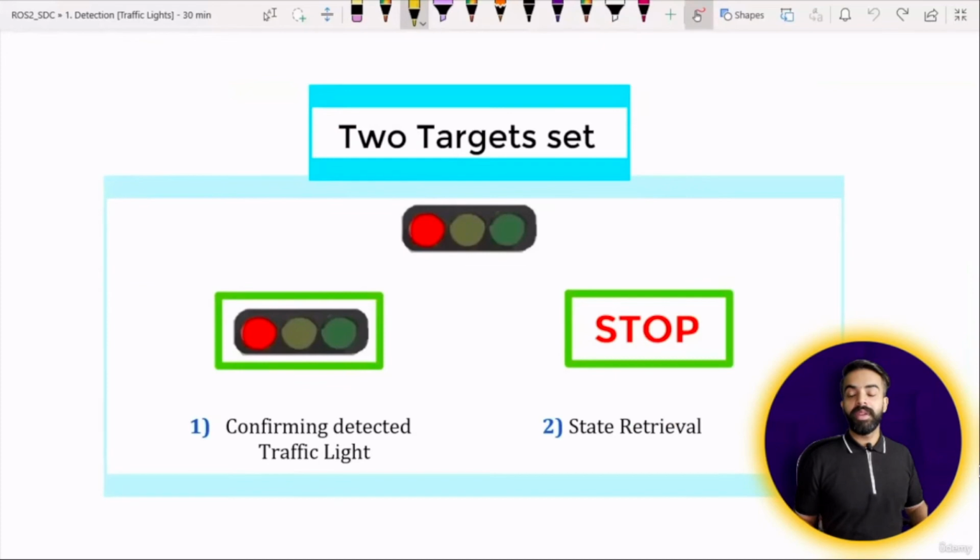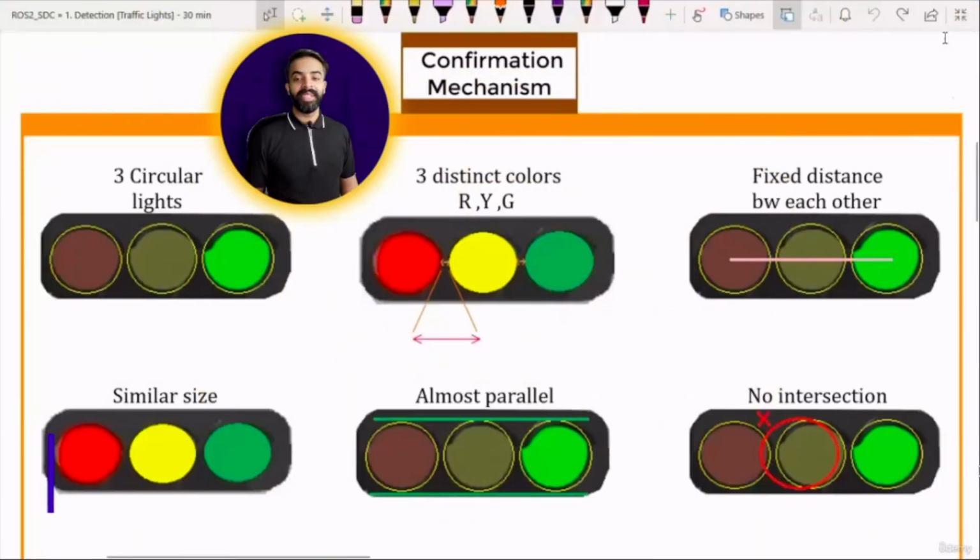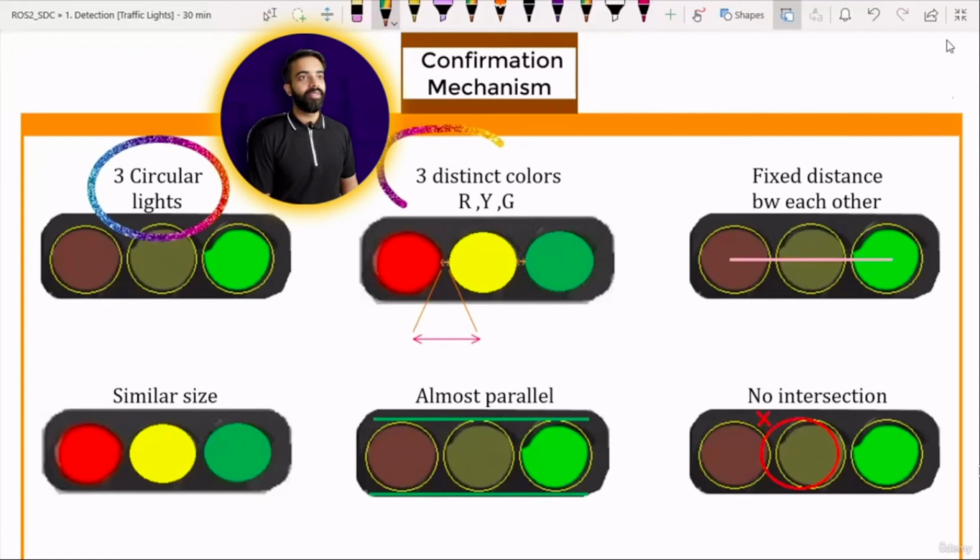Once we have confirmed what the hard cascade has detected is indeed a traffic light, the next thing required by us is to extract what state it is in. Starting with the confirmation mechanism, following are the features that are required to confirm a hard cascade detection as a traffic light. The first feature that is required is the three circular regions inside the region detected by the hard cascade. These circular regions will be representing the three circular lights of the traffic light. Second are the three distinct colors of red, yellow, green of those three distinct circles.